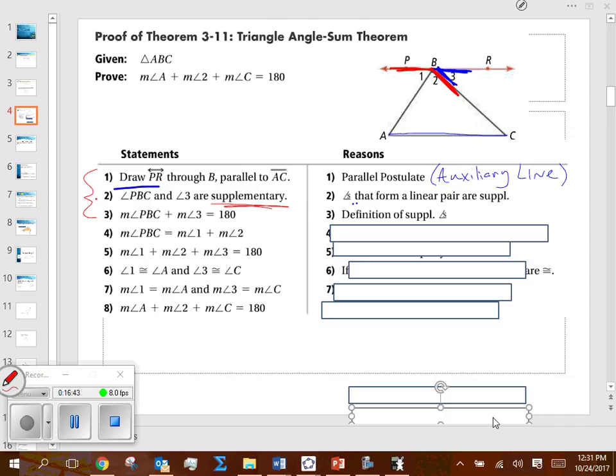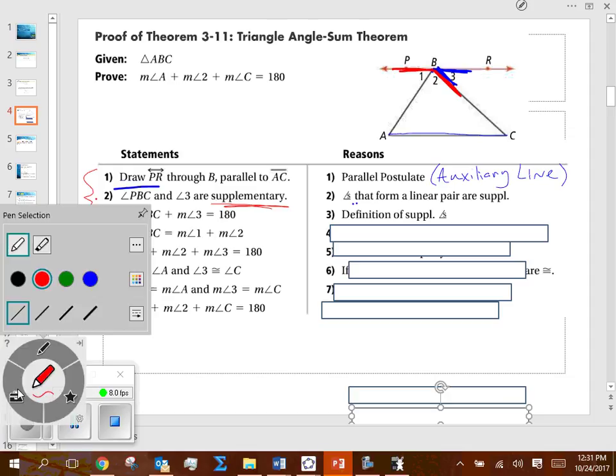Statement 4 actually does the same thing, but these 3 were kind of linked together. Statement 4 is kind of independent of anything. If I look at statement 4, it says take this angle 1 here. If I take angle 1 and add to it angle 2, does that give me the red angle, PBC?